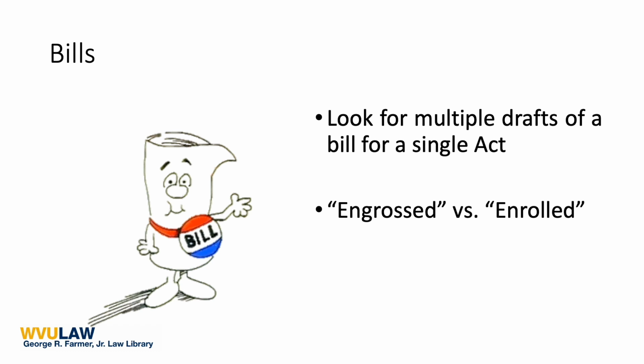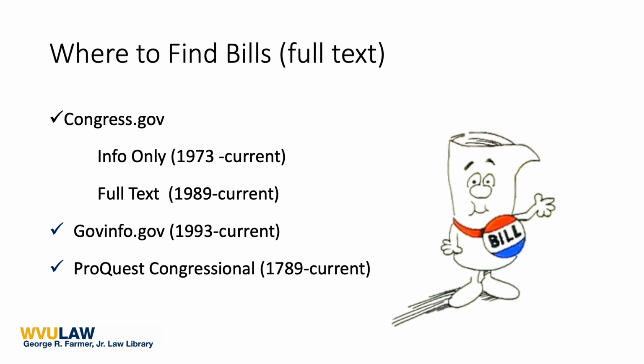An engrossed bill is a term used for a bill as it passes one but not both chambers of Congress. An enrolled bill is a bill which has passed both the House and the Senate in identical form and is ready to be sent to the executive. Bills may be found at congress.gov, govinfo.gov, and on ProQuest Congressional.